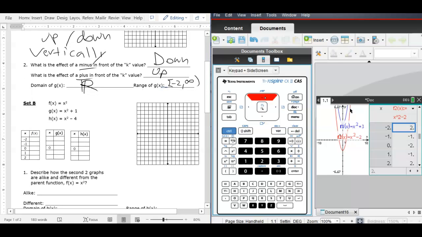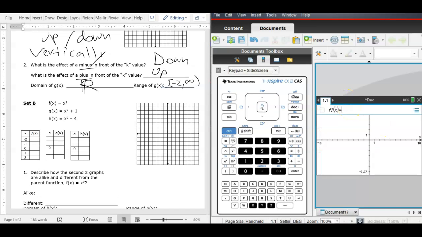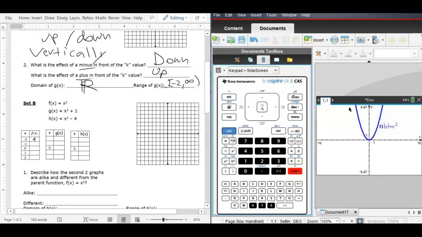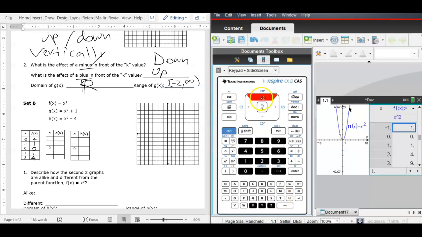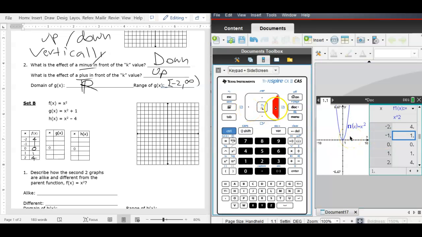Okay, let's do it again. Graph x squared. We should know. If you hit table, you can see these points around there. F of x. Okay. Now we're going to do x squared plus 1.